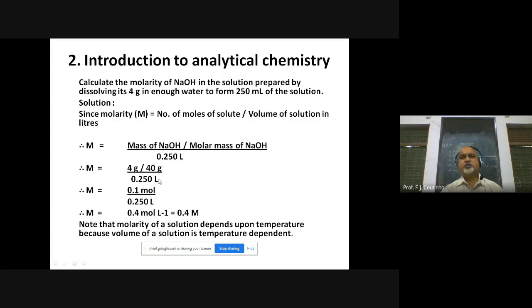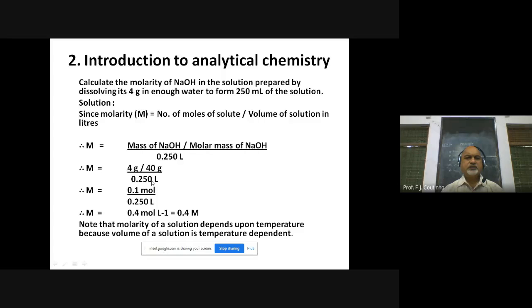That is 250 ml in liters. So 4 grams is the mass of NaOH, 40 grams is the molar mass of NaOH, divided by 0.250 liter. In common language, that is point two five liter. Right? So molarity M is equal to 0.1. How did you get 0.1? 4 divided by 40 is 0.1 mole.